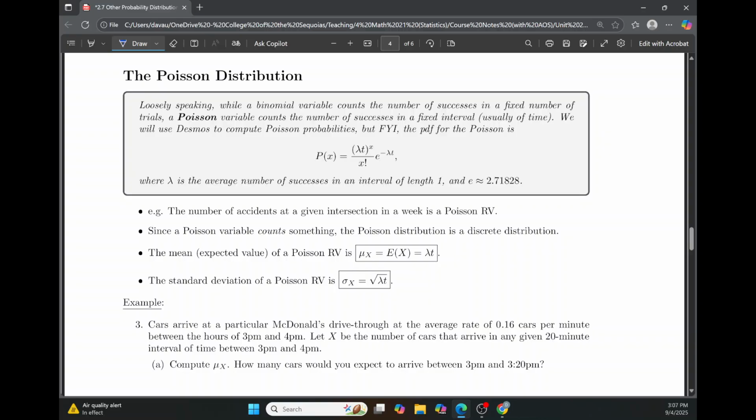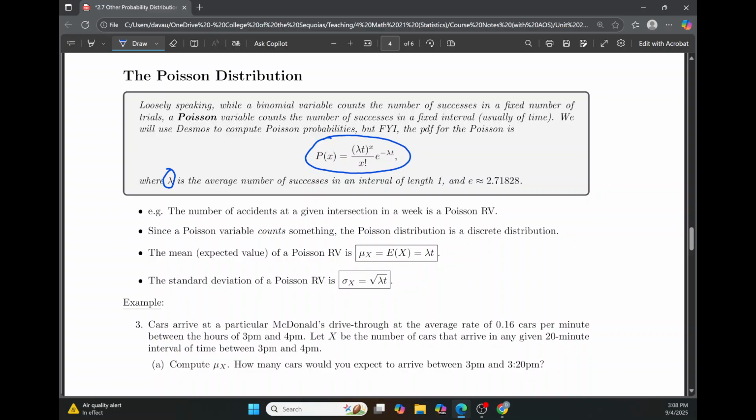We're going to use Desmos to compute Poisson probabilities, but just for your information, this is the probability density function for a Poisson distribution. In this formula, the Greek letter lambda represents the average number of successes in an interval of length 1. So if we're dealing with time and we want to know how many successes we have within a 30-second time interval, then lambda would be the number of successes within a 1-second period of time.